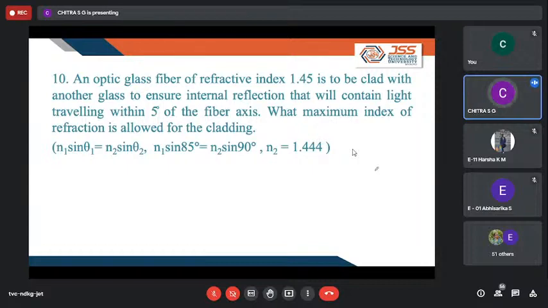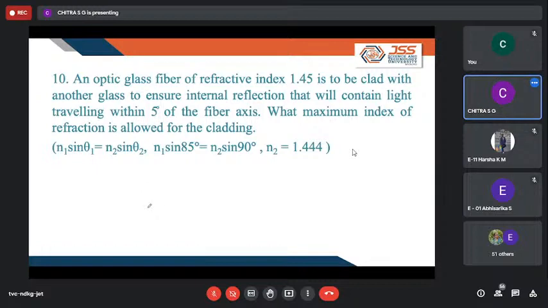So can anybody tell me how to do this? I have written the answer there already. Can anybody tell me? So they are given the refractive indices of the fiber. N1 is given. So N2 has to be calculated. Krishna, so how are we going to calculate? So here you have to use Snell's law.